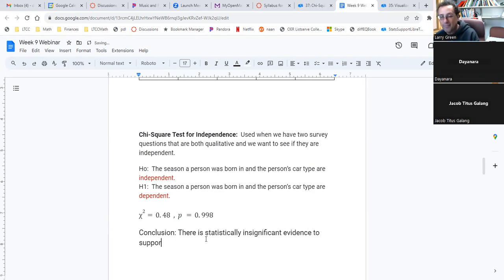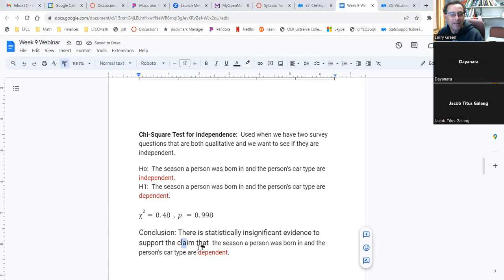to support the claim that, and then, as we've seen before, I can copy and paste H1. I need to make that lowercase, and just to make it prettier, I'm going to format it. So there is statistically insignificant evidence to support the claim that the season a person was born in and the person's car type are dependent. Any questions on that?